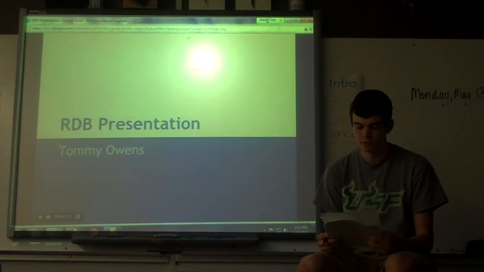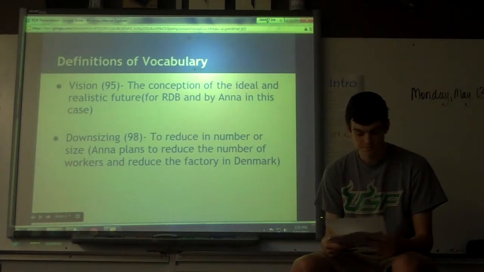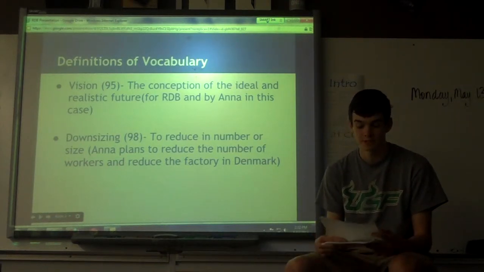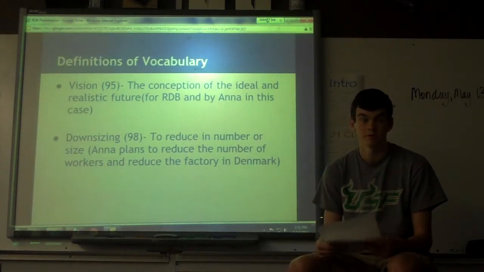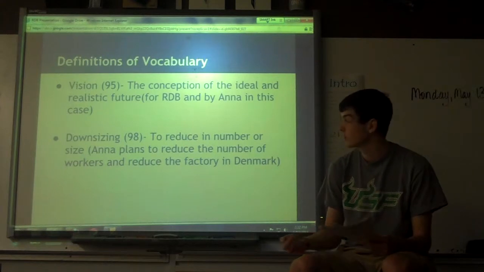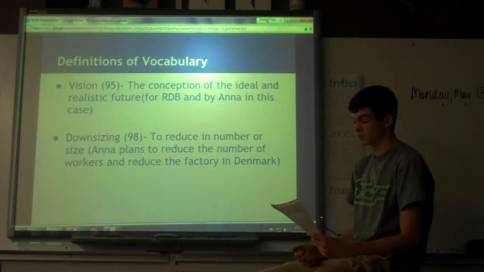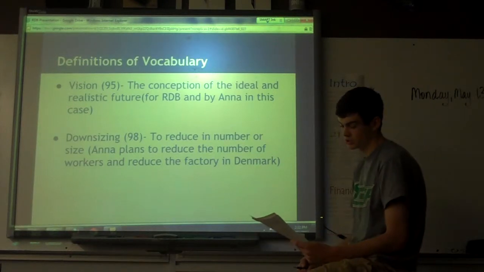Lines 95 through 106. Not on the handout, but no. Alright, so I'll start off with the definitions. They're on the handout. I guess I can read them, but that way you don't have to write them down. So vision is the conception of the ideal and realistic future. For RDB in this case, and it's in lines 95 through 106, it's all about Anna's vision.